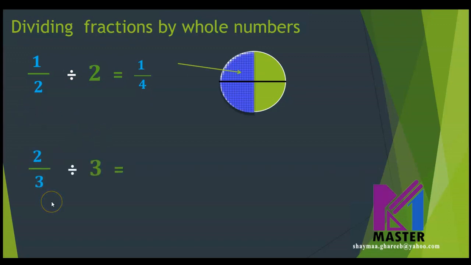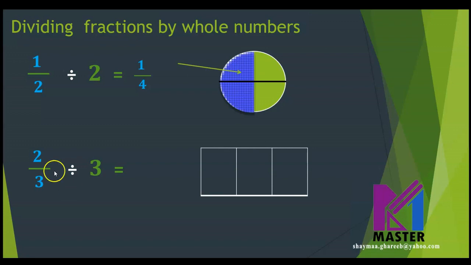Now look at this example. I have 2/3 divided by 3. Let's draw a diagram that represents the thirds. So I need to draw a shape that has 3 parts. As you can see now, I'm going to shade the 2/3, which means 2 parts out of 3 parts, as you can see here in blue. So these are the 2 parts or the 2/3.